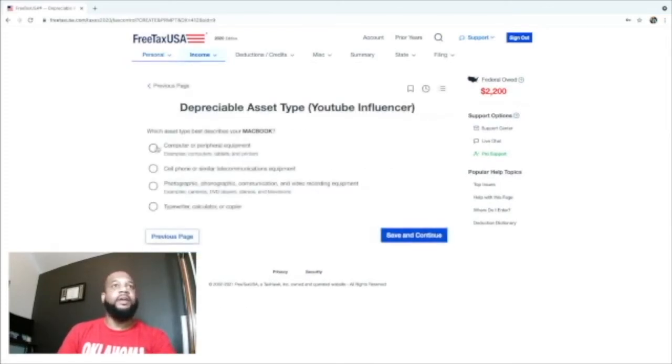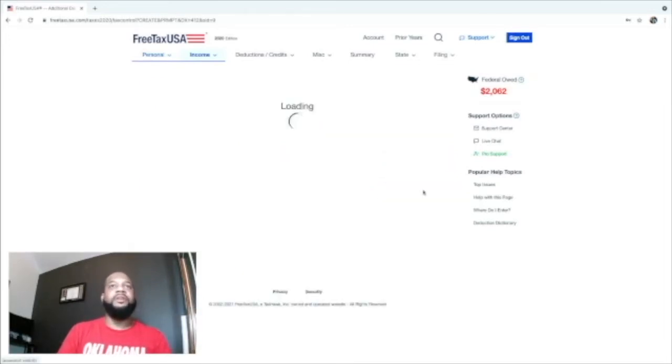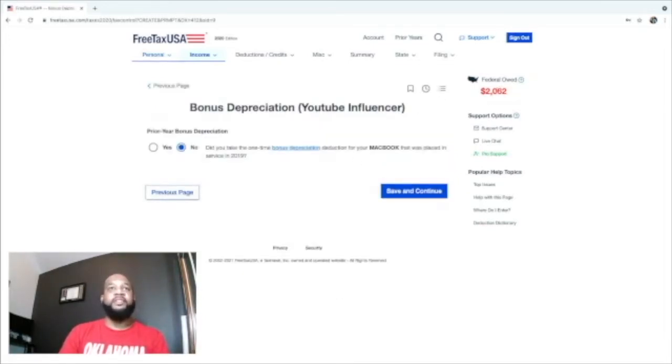It's a computer. Okay. So basically, what this says is if you made any expenses to your laptop the prior year, if you did not make any expenses to it, then whatever. But if you did, this is what you would put in there, and they would give you an amount. Okay. So for sake of science, I'm gonna put 0. Okay. So now we at 2062.